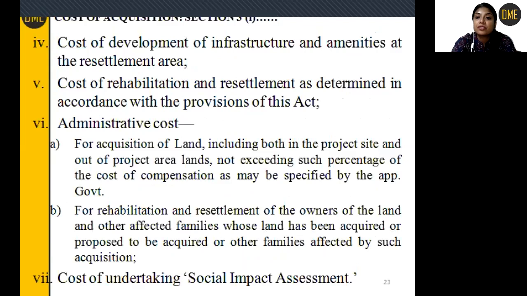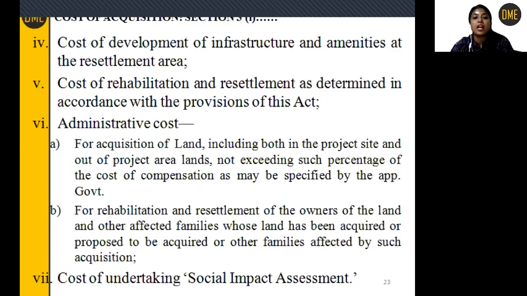Cost of development of infrastructure and amenities at the resettlement area. Now, where the government is going to resettle or rehabilitate the people, all the costs which are going to be incurred upon that resettlement area will also be included in the cost of acquisition. Then cost of rehabilitation and resettlement as determined in accordance with the provisions of this act. Then administrative costs for acquisition of land, including both in project sites and out of project area lands, not exceeding such percentage of cost of compensation as may be specified by the appropriate government. And in case of rehabilitation and resettlement of owners of the land and other affected families whose land has been acquired or proposed to be acquired, or other families affected by such acquisition, will be considered as administrative cost, which is further covered under the definition of cost of acquisition.